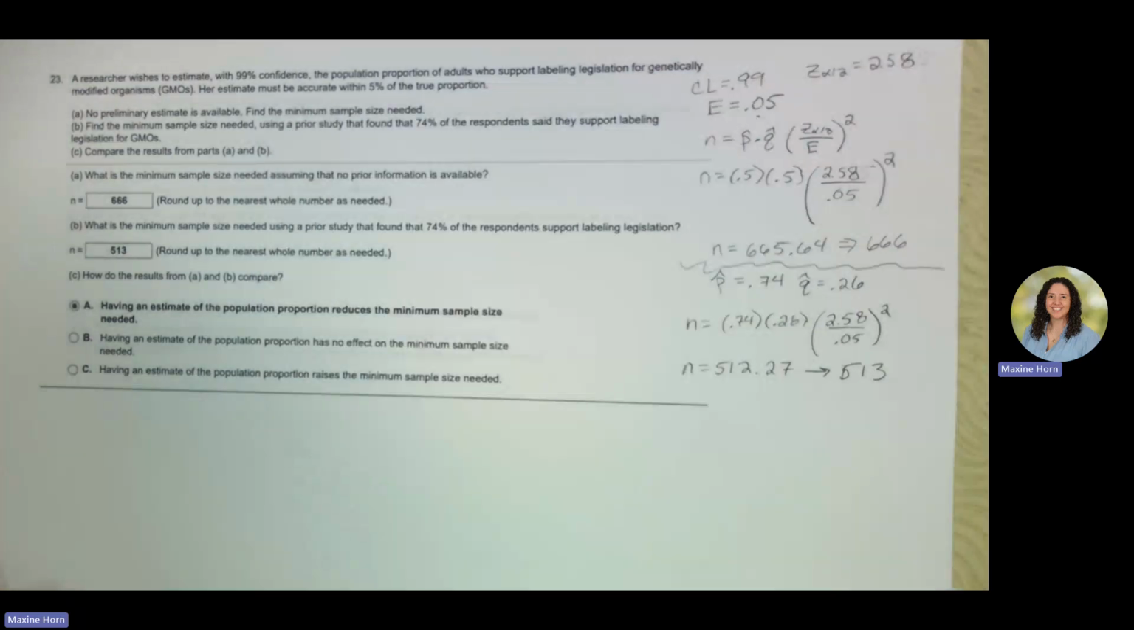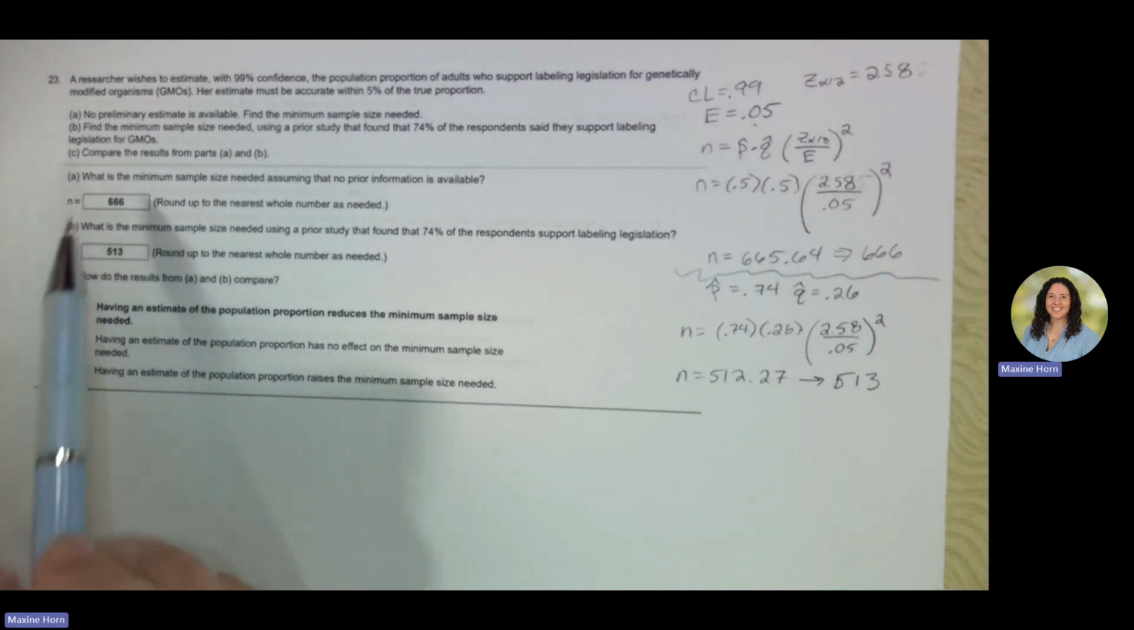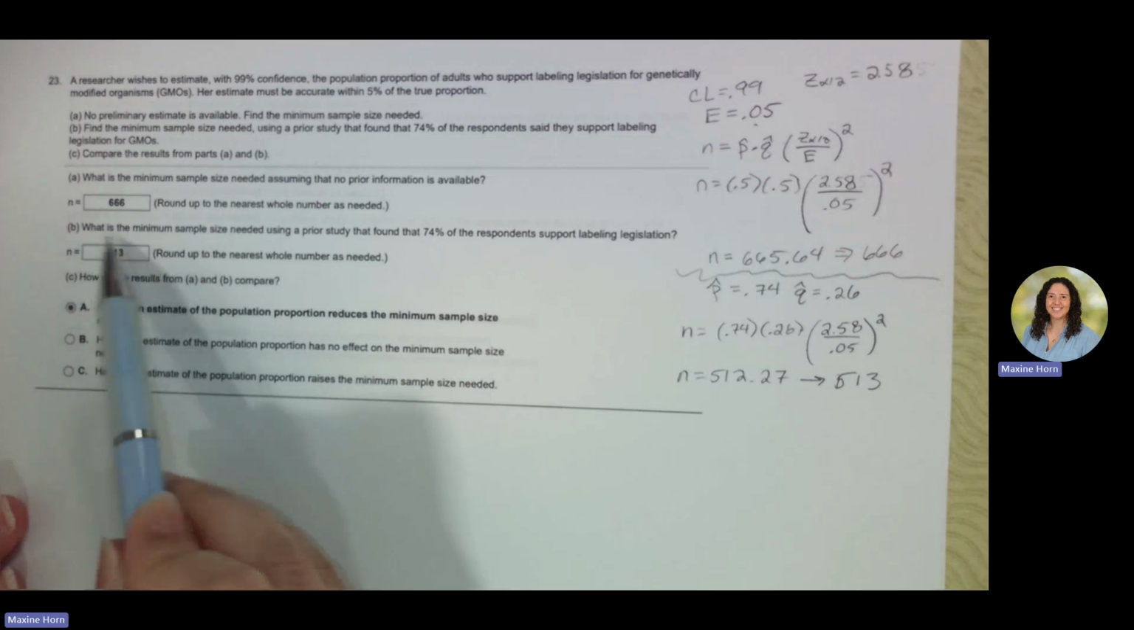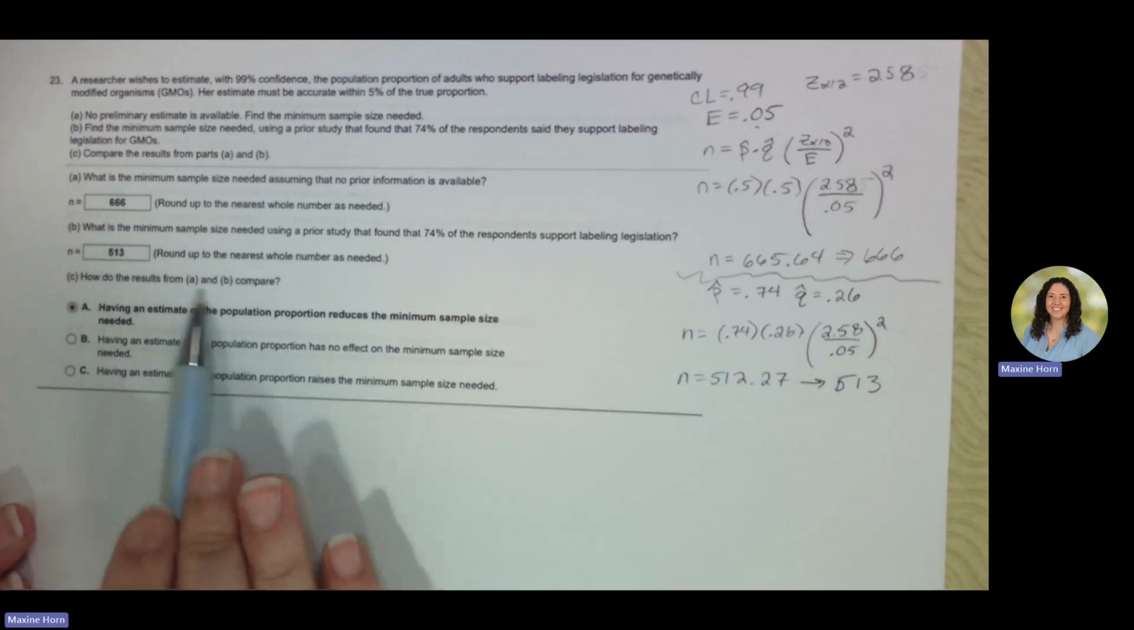Okay. All right. And then C, compare the results. So if I had no previous study to rely on, I needed 666 people. But if I have only one previous study that gives me some point of reference that I can use for a p-hat and a q-hat, I've just drastically reduced the sample size that's needed to stay 99% confident and to keep this margin of error of just 5%. Do you see that relationship there? And that's what they're asking us about. How do they compare? Having an estimate of the population proportion reduces the minimum sample size needed.